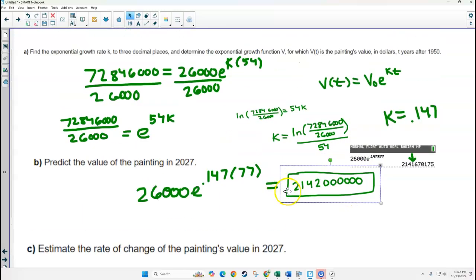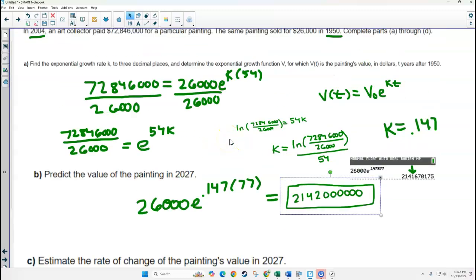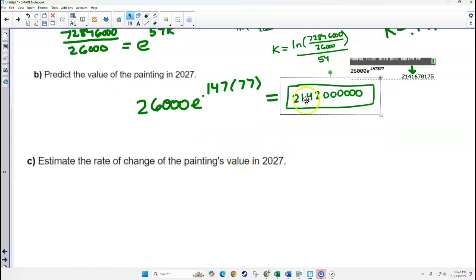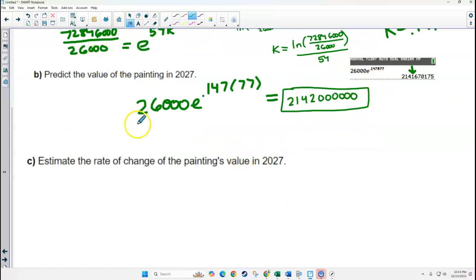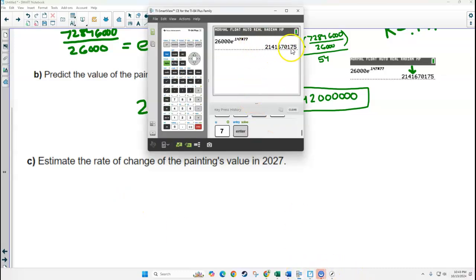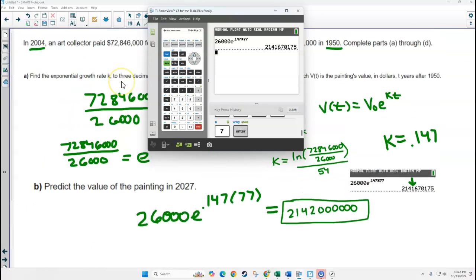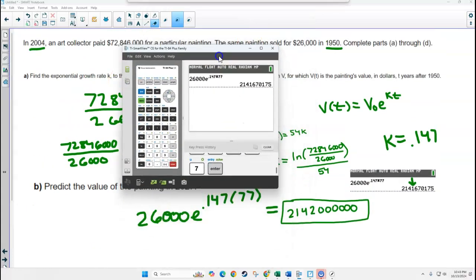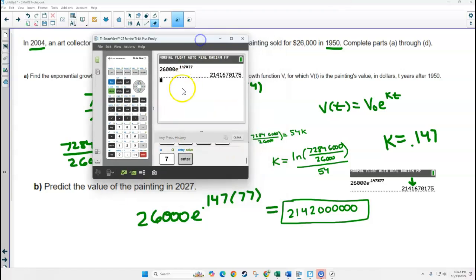Now to estimate the rate of change, remember the whole point of this continuous growth model is that the rate of change is always 14.7% of whatever the value is in a particular year. So we just figured out the value in the year we care about. Let's actually use the unrounded value. This is the value of the painting in 2027. So if I want the rate of change, I know the value now. It's just a matter of multiplying by 0.147, right? The growth rate.